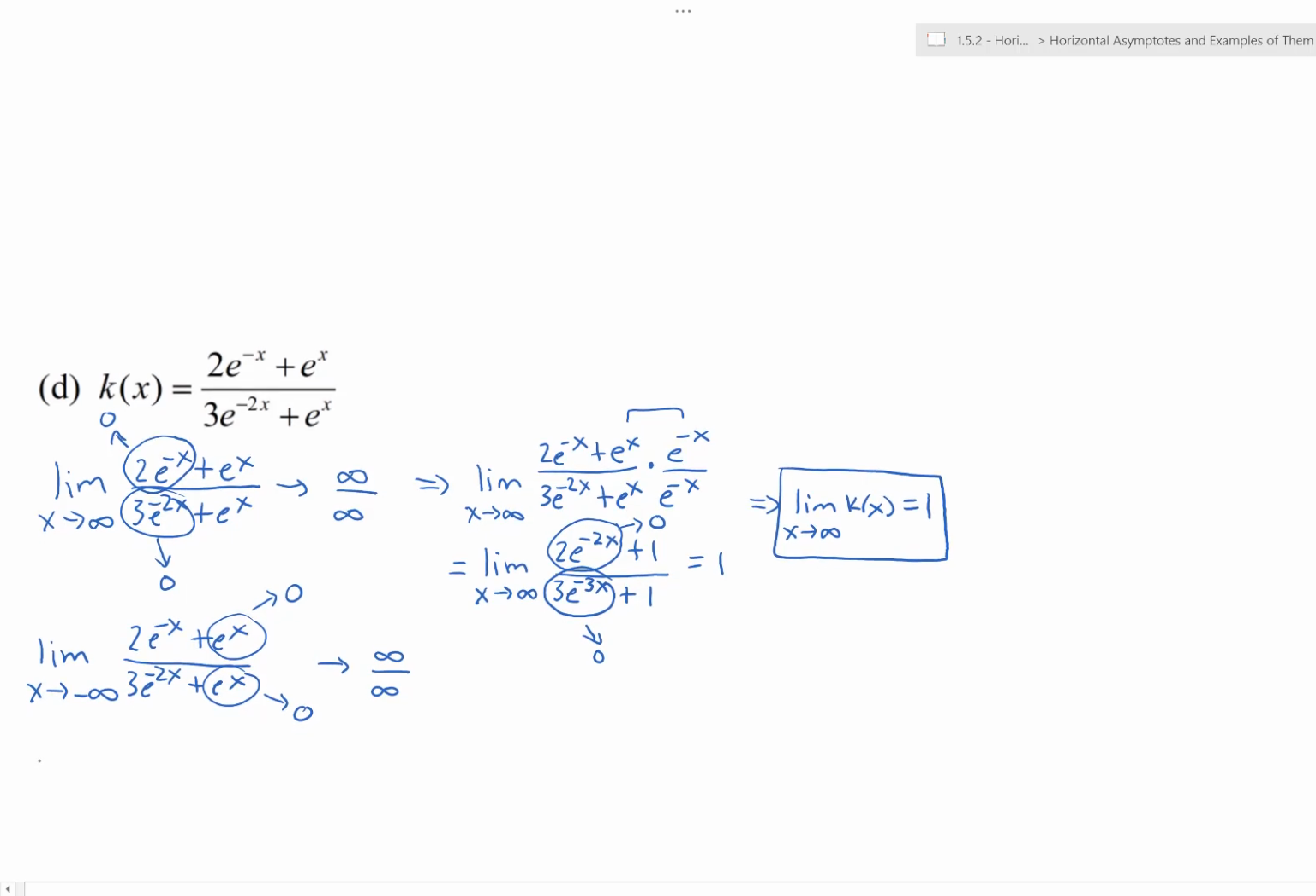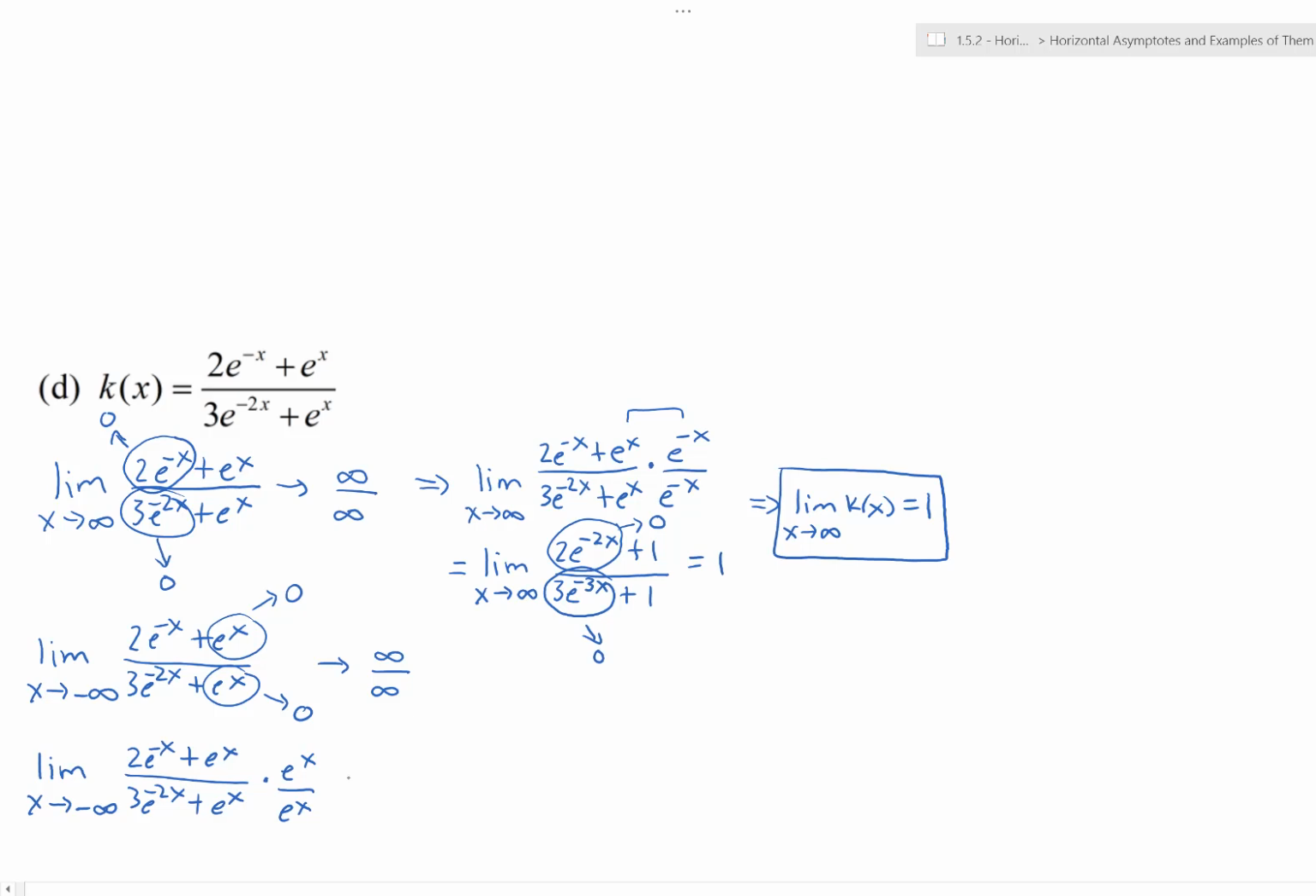So let's rewrite the limit again. Limit as x goes to negative infinity of 2e to the negative x plus e to the x over 3e to the negative 2x plus e to the x. So we think, well, what could we multiply here to get rid of one of those negative powers of e? Let's try to get rid of the one in the numerator, e to the negative x. If I want to do that, I can multiply by e to the x over e to the x, right? e to the x is never 0.